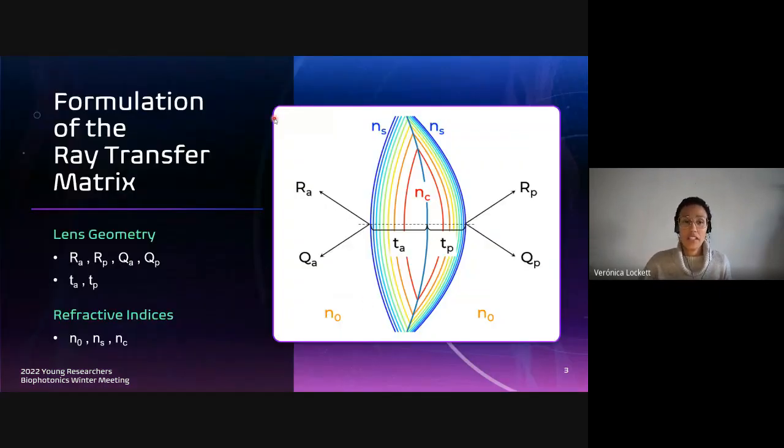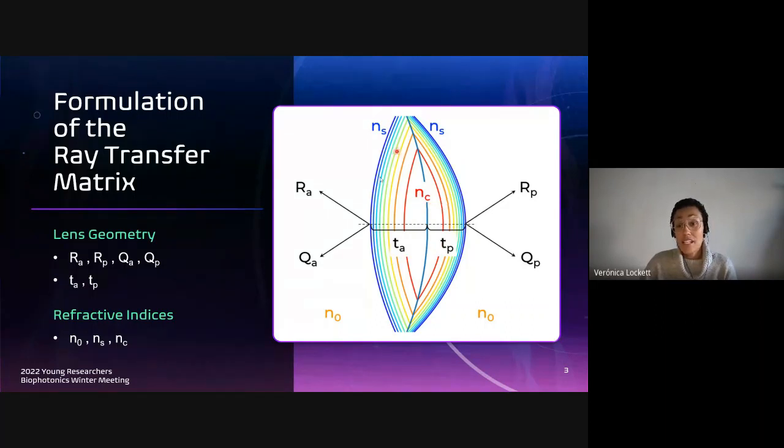So how do we formulate the ray transfer matrix? We first look at the lens geometry. So we take the external parameters: the front or anterior length, radius, and conic constant, and the posterior radius and curvature. We also have the anterior thickness and the posterior thickness of the lens. And then we have the refractive indices. N0 would be for the aqueous and the vitreous humor, NS for the surface of the lens, and NC for the center of the lens.